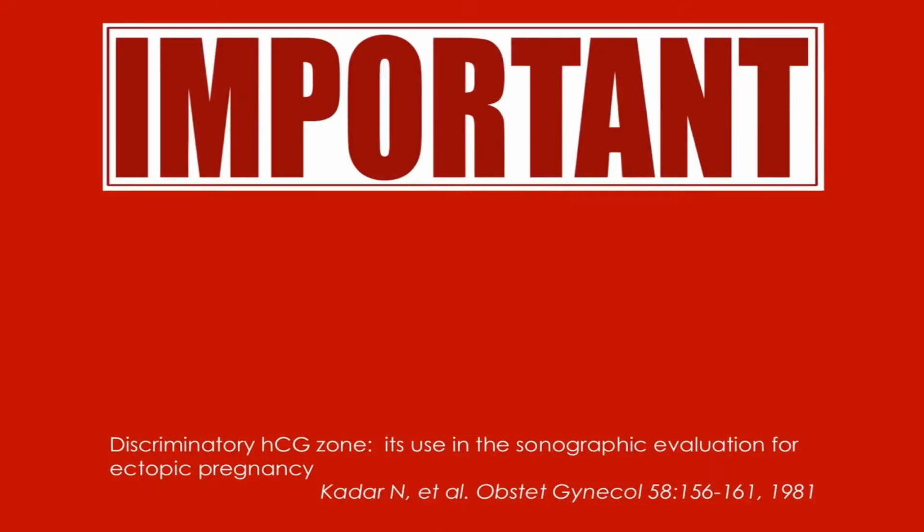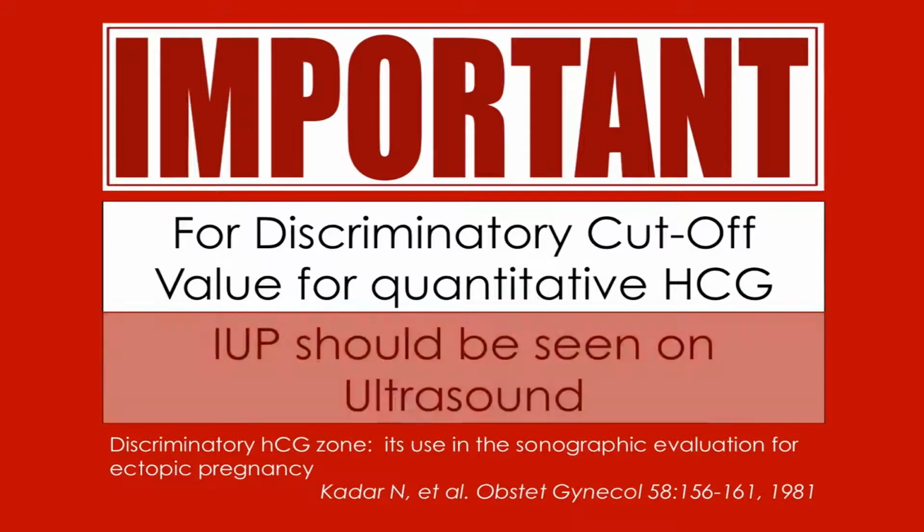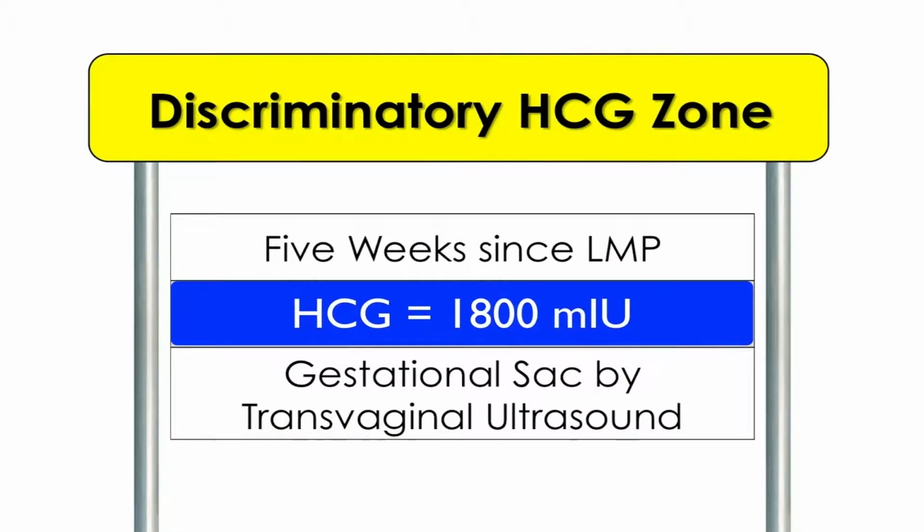In 1981, Cater and his colleagues established a very important concept for the sonographic evaluation of ectopic pregnancy called the discriminatory HCG zone. This concept stated that for a discriminatory cutoff value of beta HCG, an intrauterine pregnancy should be visible on ultrasound. The discriminatory HCG zone has used different values as cutoffs for different stages of pregnancy. At 5 weeks since the first day of the last menstrual period, an HCG value of 1,800 milli-international units should demonstrate evidence of an intrauterine pregnancy by transvaginal ultrasound, and this includes a gestational sac and perhaps a yolk sac.